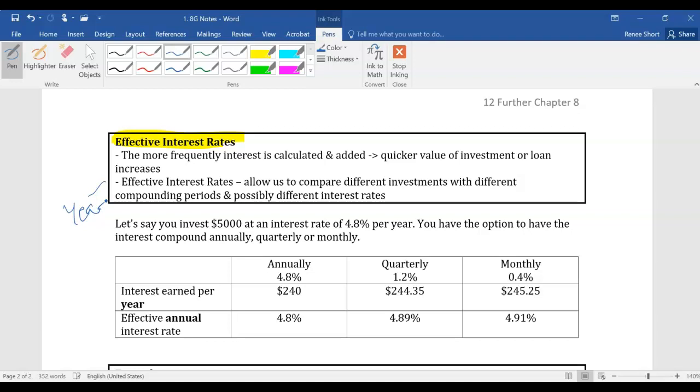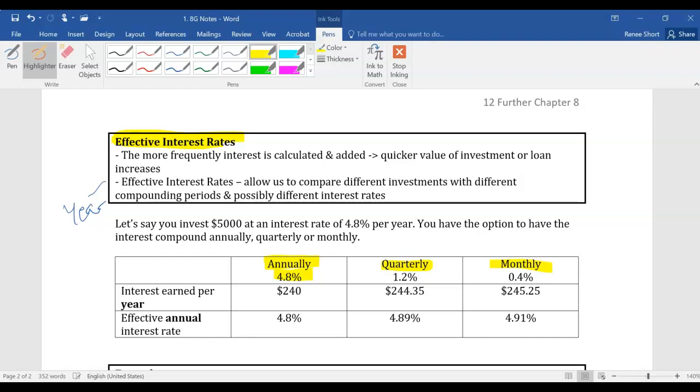So this example here we're going to go through. Let's say you invest $5,000 at an interest rate of 4.8% per year, and you have the option to have the interest compound annually, quarterly, or monthly. If we look at this, annually, quarterly, monthly, I've got 4.8% for that annual rate, and then I've written quarterly 1.2% because that's 4.8 divided by 4, and for monthly I've got 0.4% because that's 4.8 divided by 12.